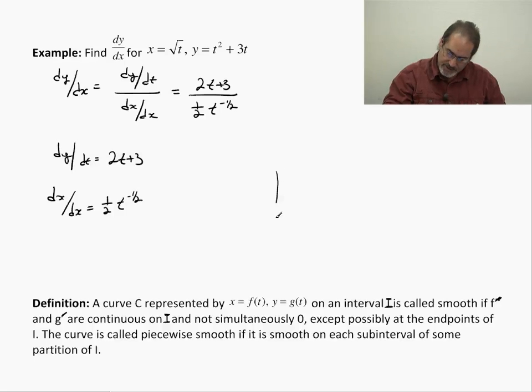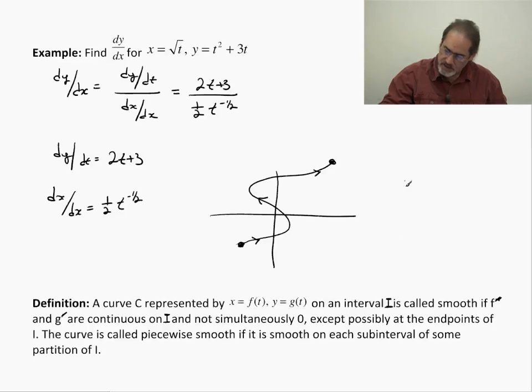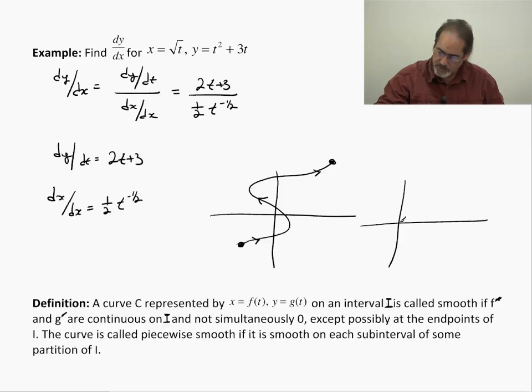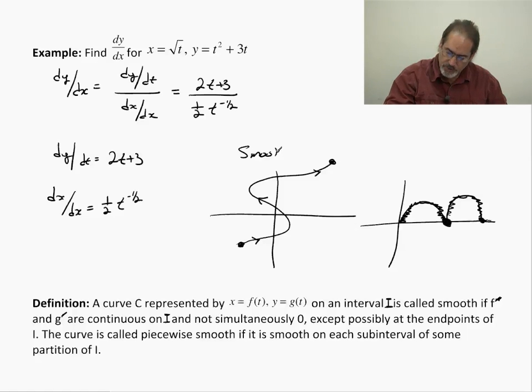So something that looks like this, a parametric curve that perhaps goes like this, this is smooth. Something that would be piecewise smooth is, for example, a function like a cycloid. Here it's smooth on this interval, but not at this point, and it is smooth on this interval, but not at this point. So this is smooth, and this is piecewise smooth.